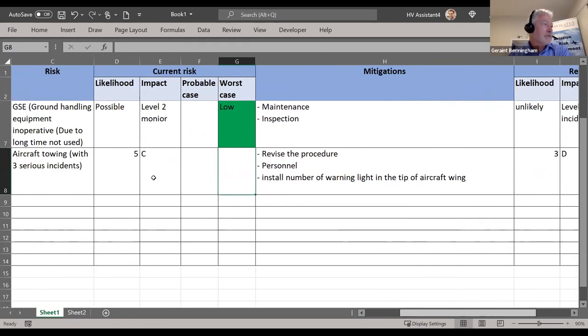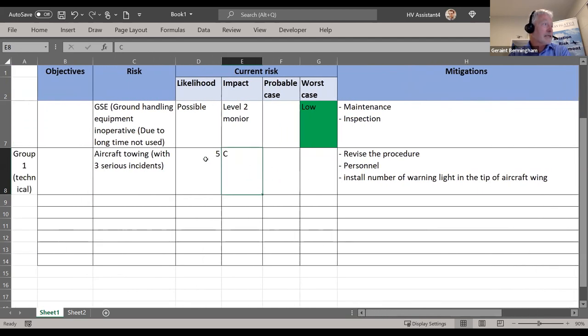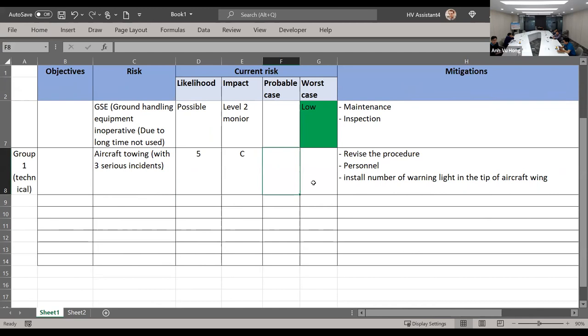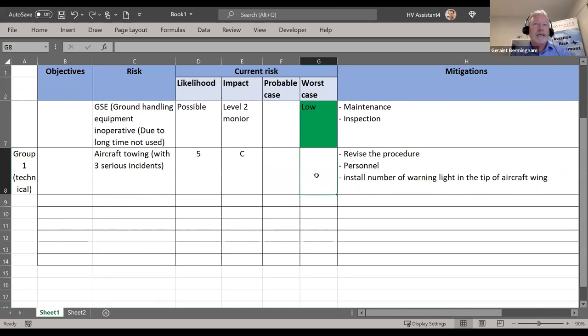This is an interesting one. Can I ask, when you were rating, you used the term intolerable, which suggests to me you're using a different matrix to others. Is that right? Yes, intolerable level. That means 5C level is unacceptable.